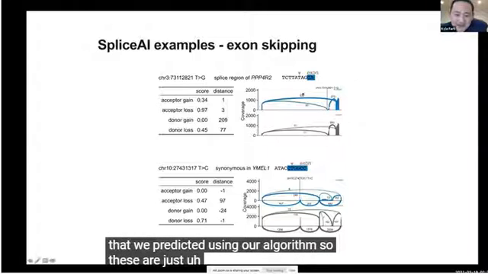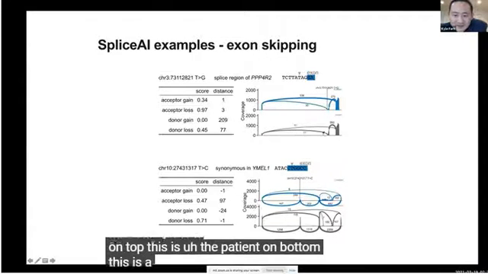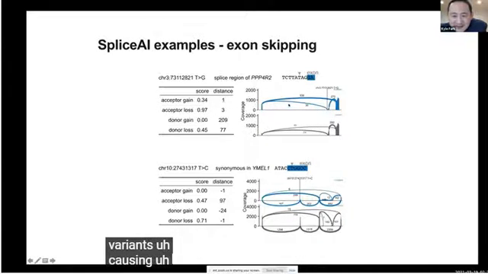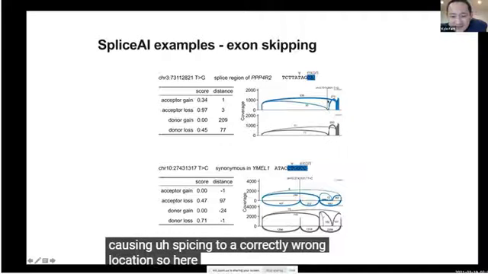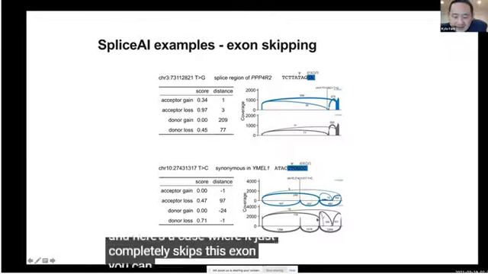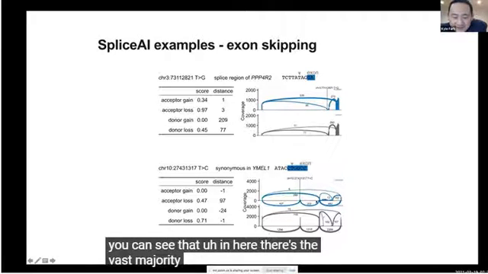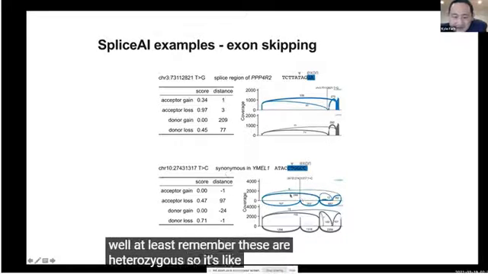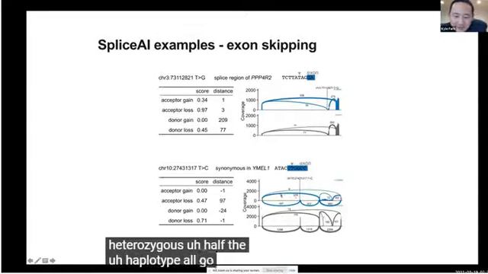So on top, this is the patient. On bottom, this is a healthy control. And you can see these variants causing splicing to occur at the wrong location. Here, it moves the exon over, so the exon starts too early as opposed to here. And here's a case where it just completely skips this exon. You can see that in here, there's the vast majority of reads. Remember these are heterozygous, so essentially all of the reads on this heterozygous haplotype skip this exon.